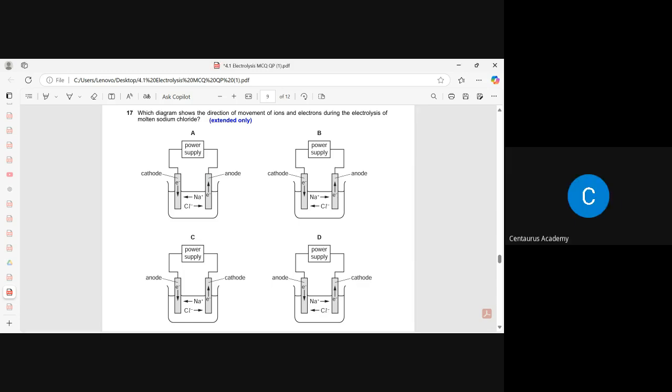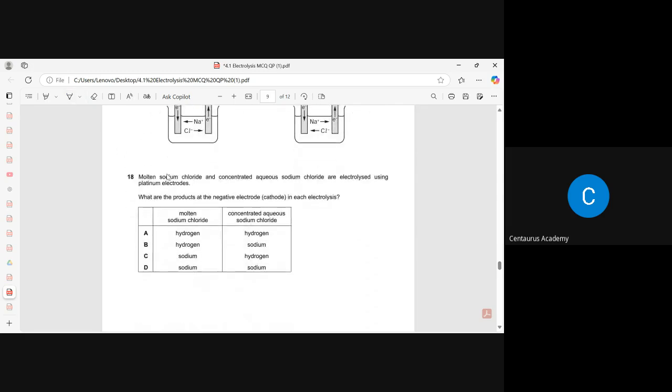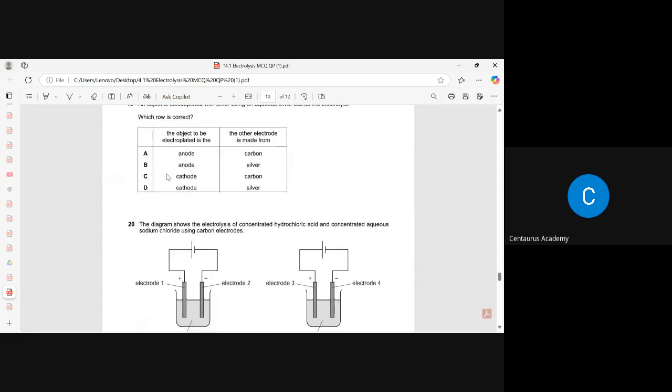Yes. Chlorine ions are attracted towards the anode, and sodium ions should be attracted towards the cathode. Yes. The negative ions, the anions, are always attracted towards the anode. The cations are always attracted towards the cathode, and they accept electrons, whereas the chloride ions have excess electrons, which is why they give away their electrons. So option A is the right answer choice.